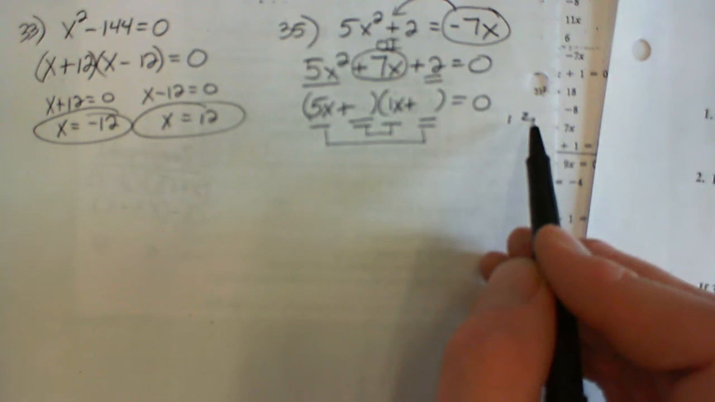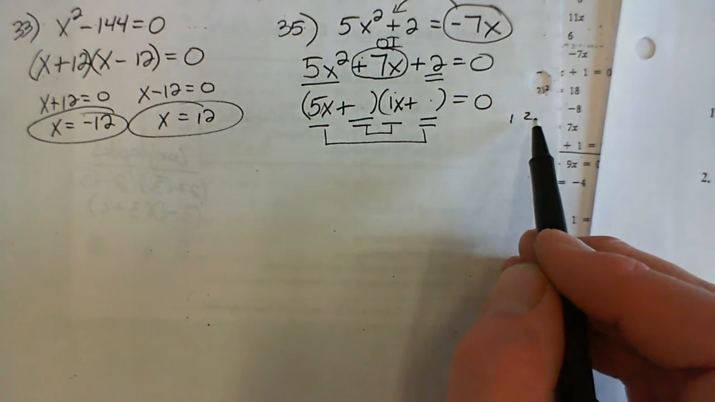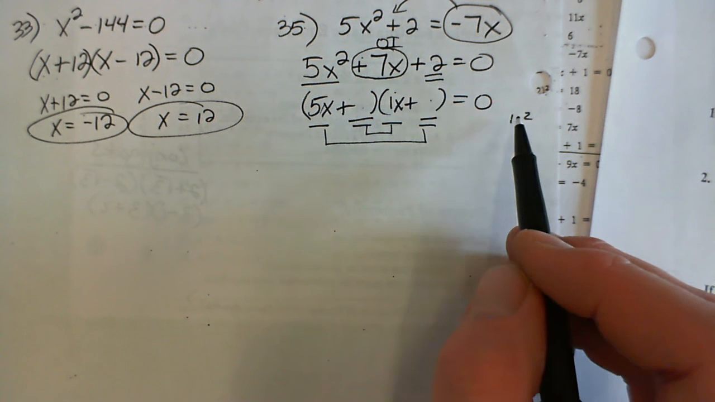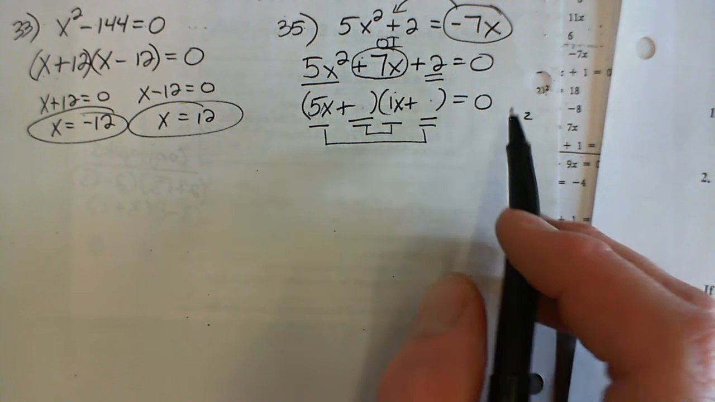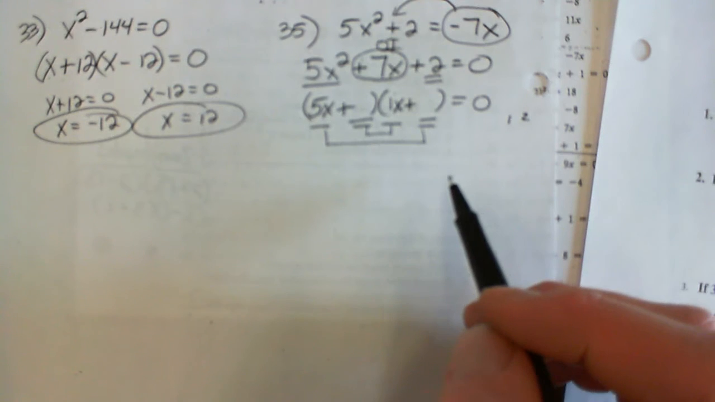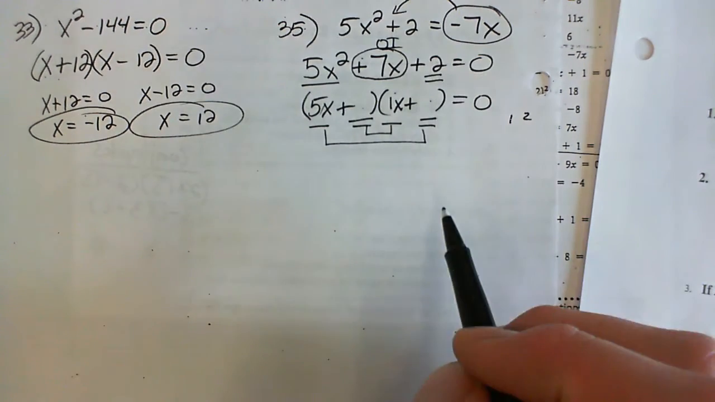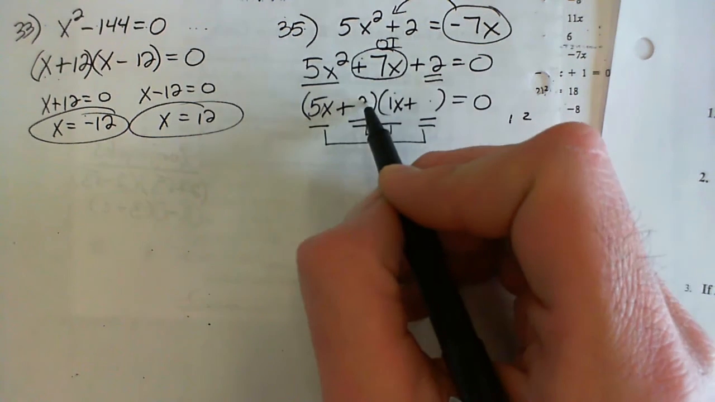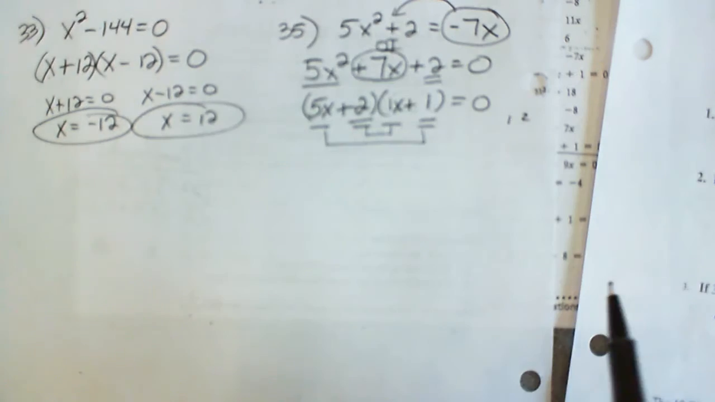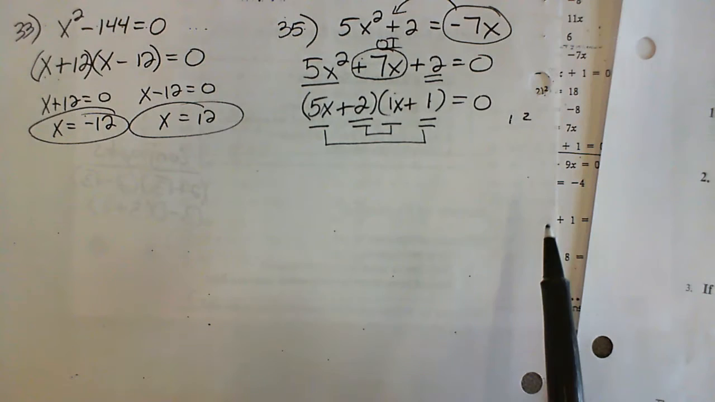So do I want to do 5 times 2 and 1 times 1? Well, 5 times 2 is 10, 1 times 1 is 1, 10 and 1 is 11, not 7. So it doesn't look like I want to multiply the 5 times the 2, which means the 2 must be going here and the 1 must be going there. Well, let's see if that's what we get.